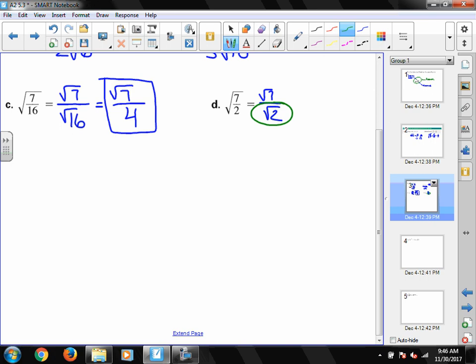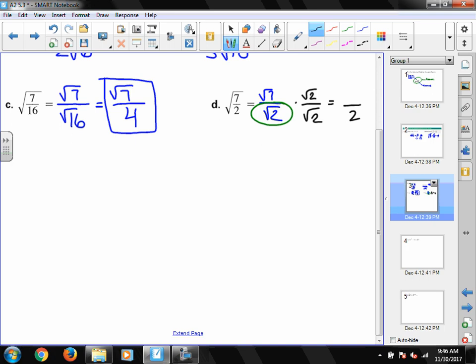Mathematically, you can't have a square root in the denominator. So we're going to use some properties of fractions, properties of square roots. I need to multiply by the square root of 2 in this case over the square root of 2. The reason I do this, if I take the square root of 2 times the square root of 2, that's going to give me the square root of 4. And the square root of 4 is just 2.